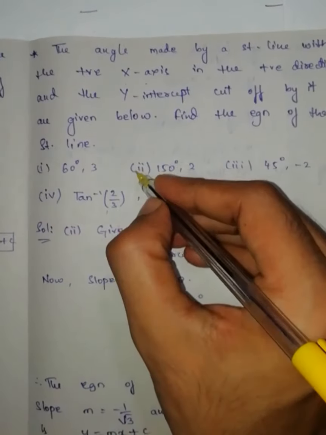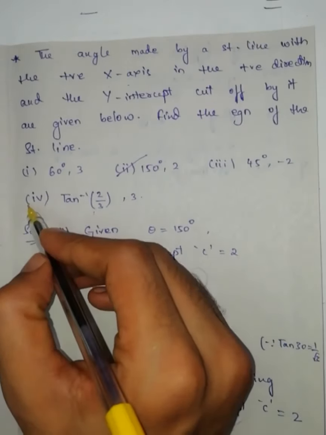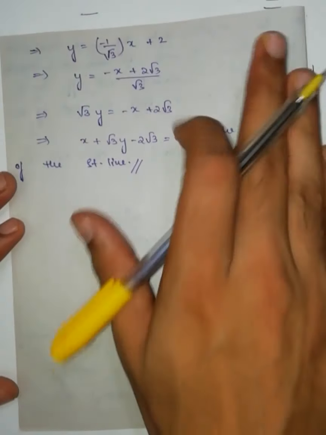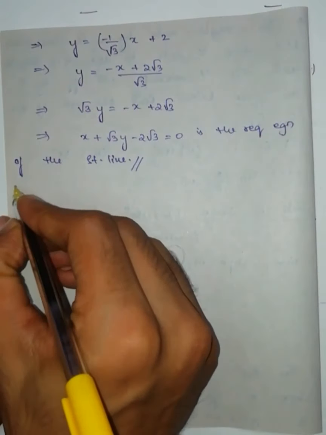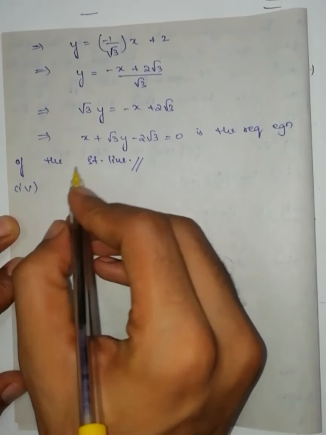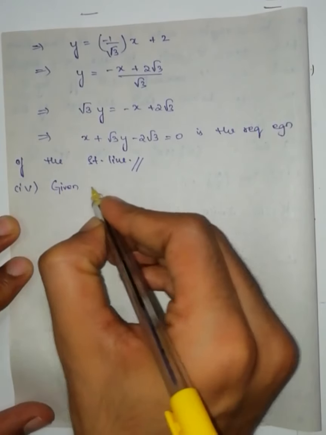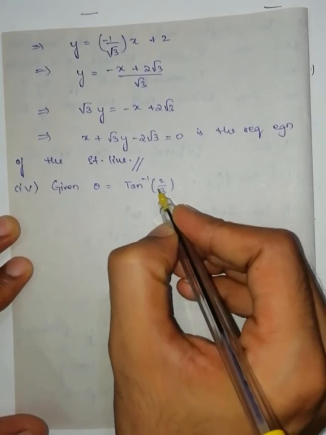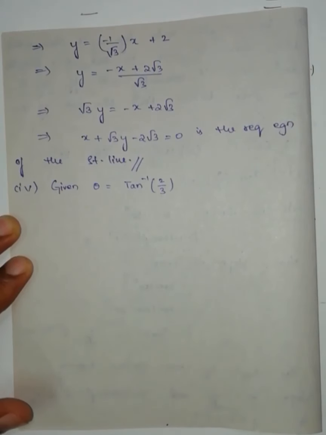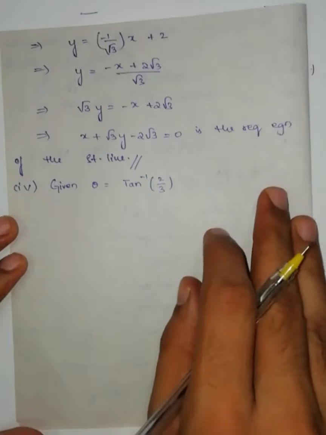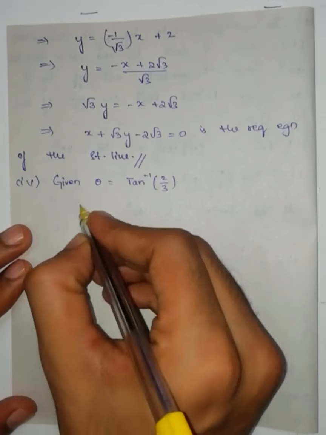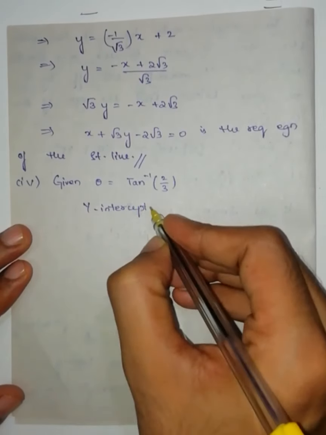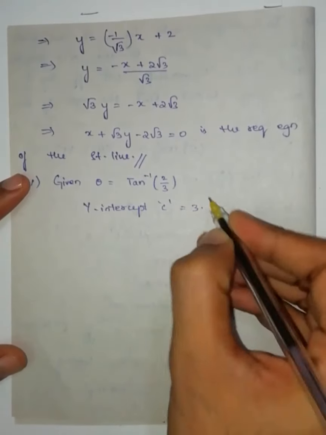Now this one I have solved. This one also I am going to solve. Fourth one. Given theta is equal to tan inverse 2 by 3, and y-intercept c is equal to 3.